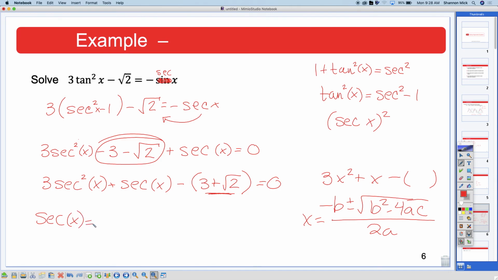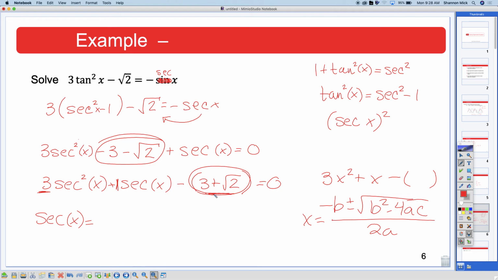So secant of x equals negative b. a is 3, yes. b is 1, and c is 3 plus square root of 2, that whole thing, right? Okay.